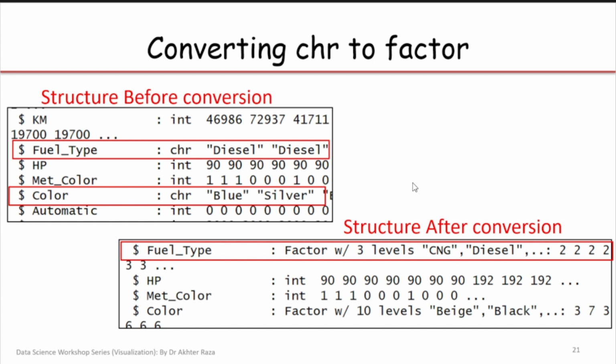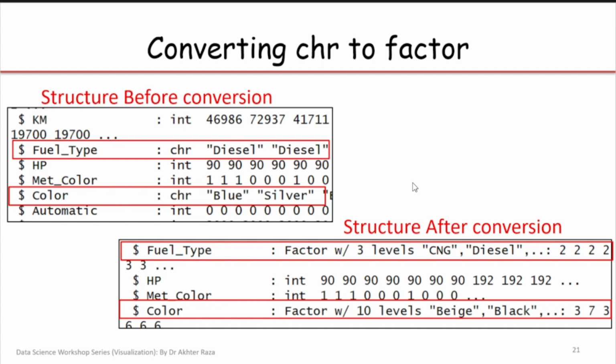Now the second thing is the structure of the color variable. Now we have 10 levels. 10 levels means we have 10 different colors in this data file. So we have to identify the colors. The colors are very important, and these 10 colors are converted into a factor.